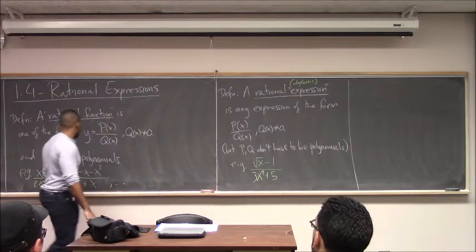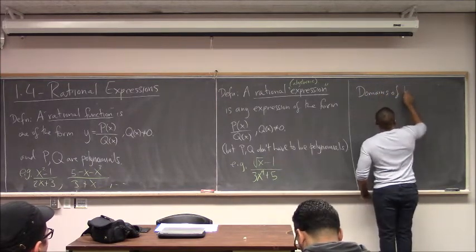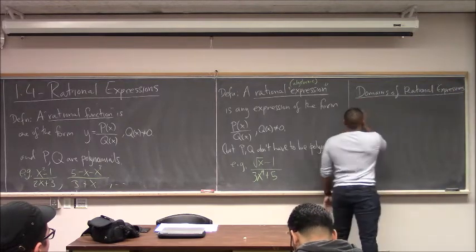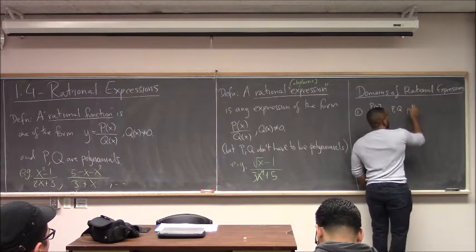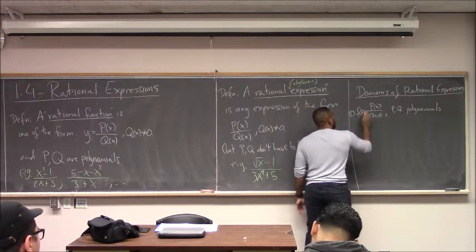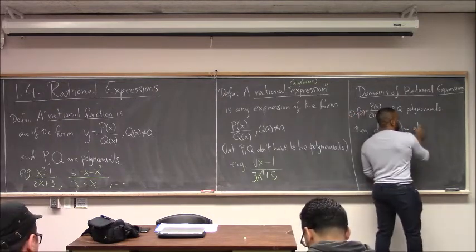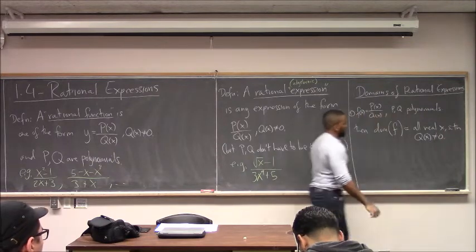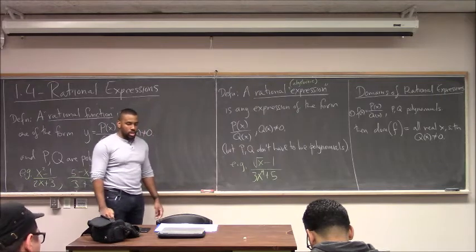Now, what I want to talk about is the domain of each of these. Domains of rational expressions. So if we have p of x divided by q of x, and p, q are polynomials, let's call this F of x equals this, then the domain of F is all real x such that q of x is not equal to 0. That is how you would find the domain of a rational function, right? So if there are two polynomials and you're dividing polynomials, the only thing you need to worry about is where the denominator equals 0.